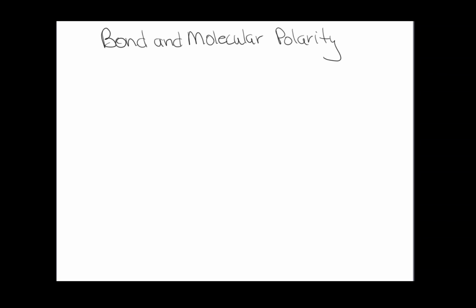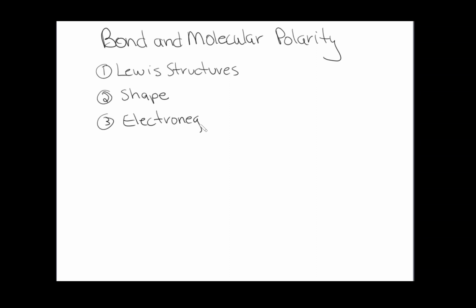This discussion is going to be on bond and molecular polarity. Now, there's a few things that are very important that you have solid before you try and figure out polarity. Number one, you've got to be able to draw those Lewis structures. And I'm not talking just any Lewis structure. I need the best Lewis structure. Number two, you have got to be able to figure out the shape of that molecule. And then three, you're going to have to remember your electronegativities. So if you struggle with this at all, review whichever of those pieces that you need to.